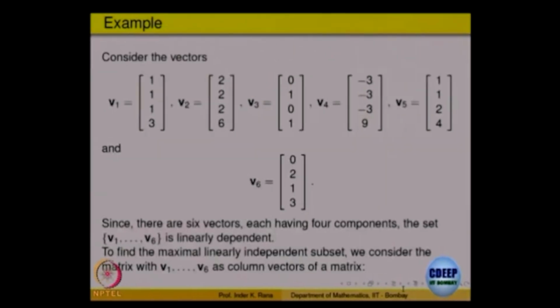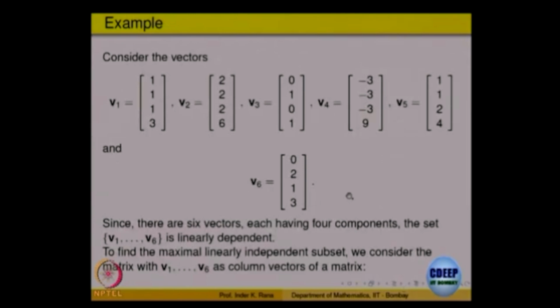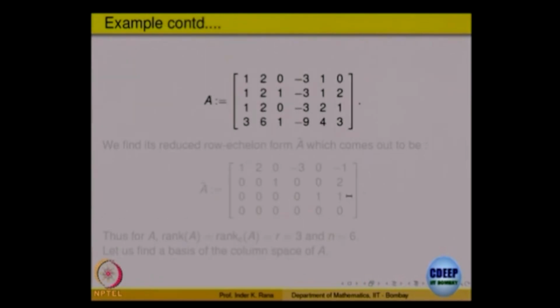So let us do that. Let us form that matrix A by putting each vector as a column. The first one is 1, 1, 1, 3 and so on. All these 6 are put as columns. What is the order of the matrix? There are 4 rows and 6 columns, 4 cross 6. I want to reduce it to row echelon form.